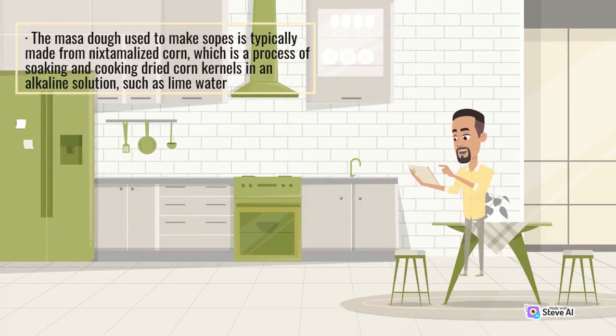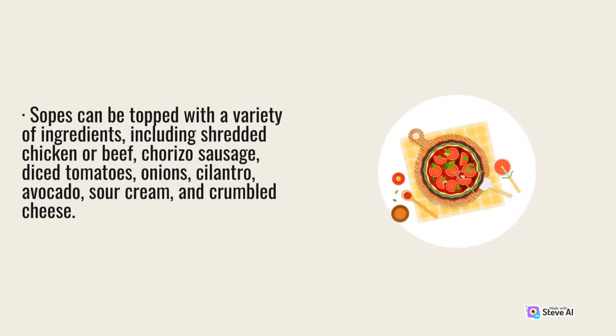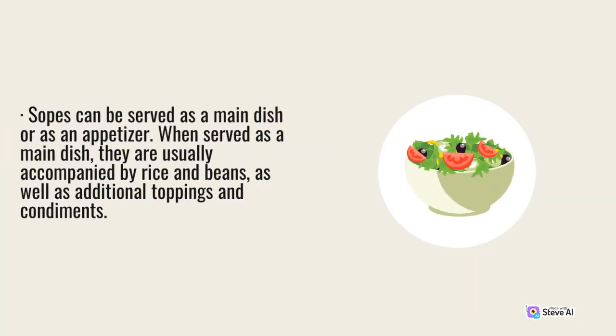The masa dough used to make sopes is typically made from nixtamalized corn, which is a process of soaking and cooking dried corn kernels in an alkaline solution, such as lime water. Sopes can be topped with a variety of ingredients, including shredded chicken or beef, chorizo sausage, diced tomatoes, onions, cilantro, avocado, sour cream, and crumbled cheese. Sopes can be served as a main dish or as an appetizer. When served as a main dish, they are usually accompanied by rice and beans, as well as additional toppings and condiments.